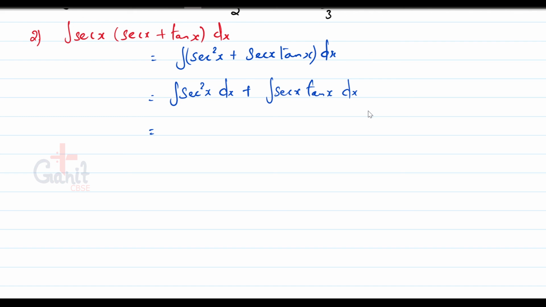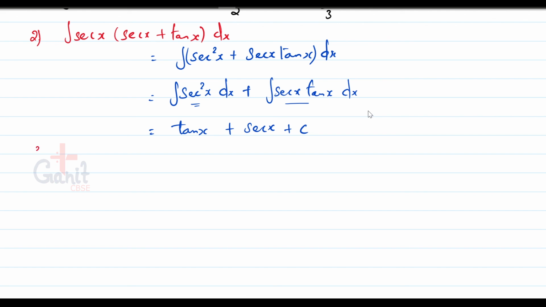You will get integration of secant square x is tan x. Integration of secant x tan x is secant x. So when I integrate secant square x, I will get one c here. When I integrate secant x tan x, I will get another c here. So if I add these two c's, I will end up with one constant. So I can use that as one c.